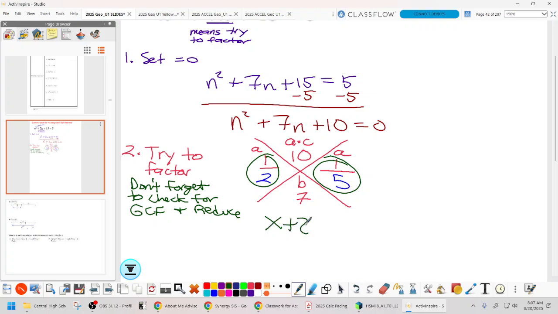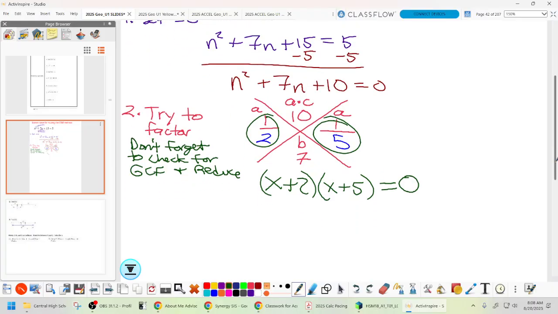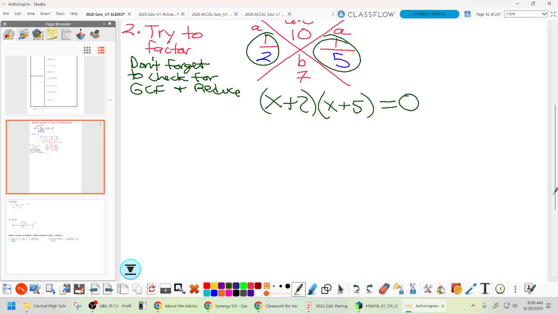Alright, so x plus 2, remember top number with x, bottom number you just write with the sign. So x plus 2, x plus 5. If you wrote 1x, that's also okay. But notice this time this 0 still is on there, so we can't forget that we're solving and leave that 0 on there. Okay, so we're good there. We have factored. And then here's the step that I reviewed yesterday.